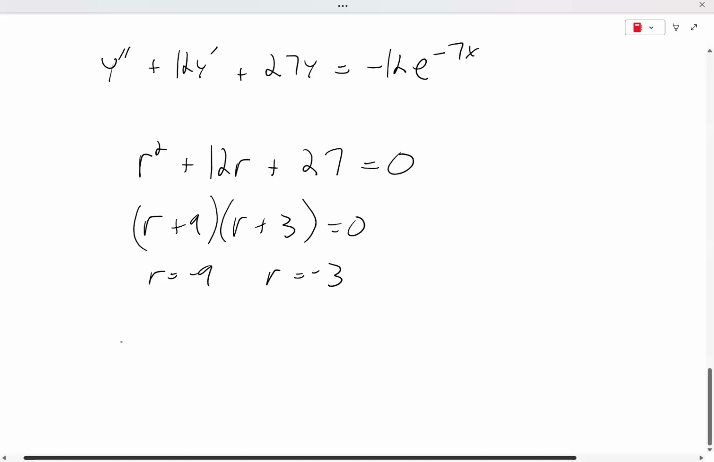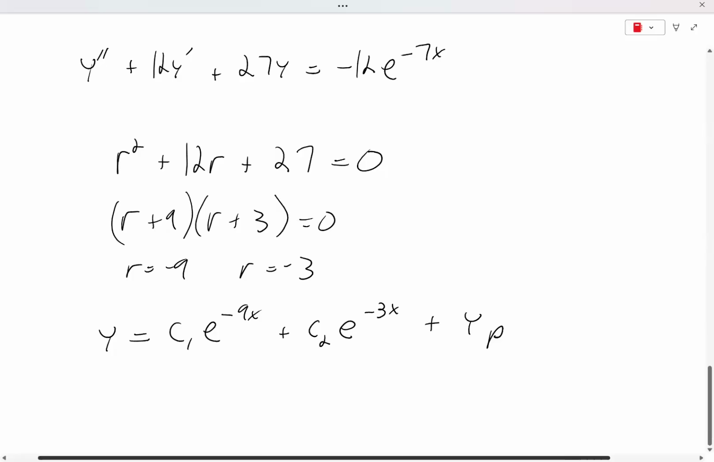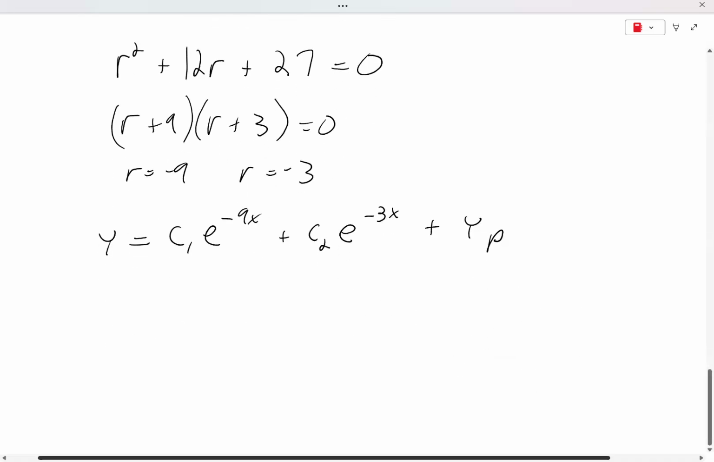So then we've got y equals c1 e to the negative 9x plus c sub 2 e to the negative 3x plus the particular solution over here. Okay, now we can start working on getting this. So work on this part here now, variation of parameters for that. First thing here, get the W. That's e to the negative 9x, e to the negative 3x. Take derivatives here.